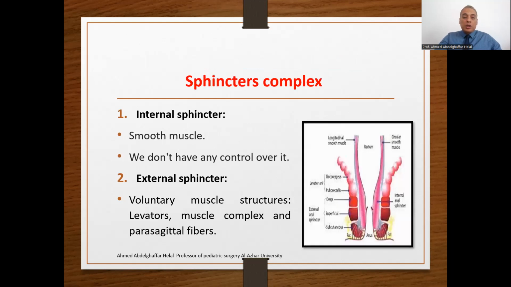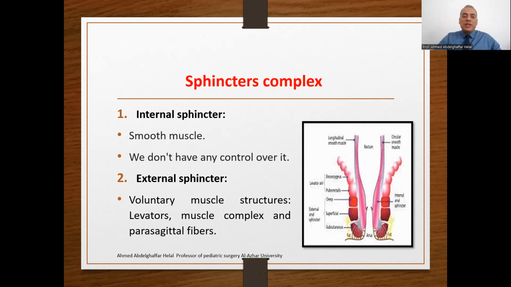Sphincters: we have 2 sphincters, the internal sphincter and the external sphincter. The internal sphincter is a smooth muscle. Actually, we don't have any control over it. It is a continuation or thickening of the longitudinal muscles in the wall of the rectum, leading to constant tone around the anal canal, keeping the anal canal almost closed all the time.